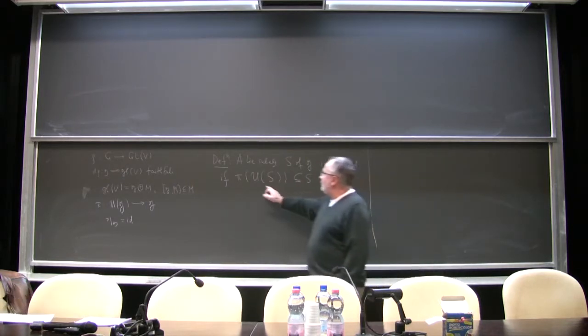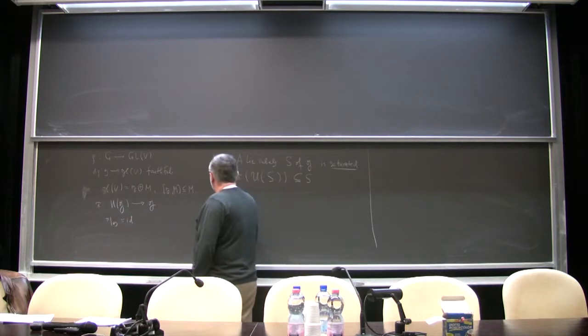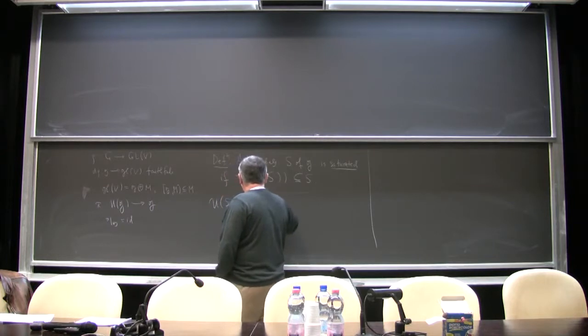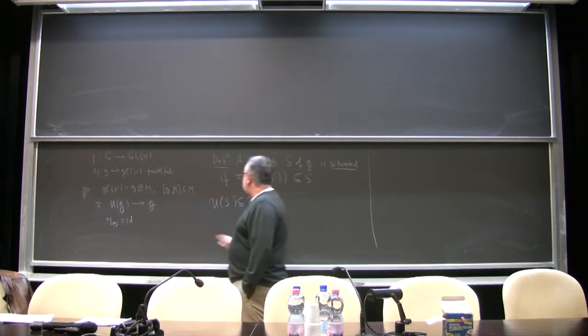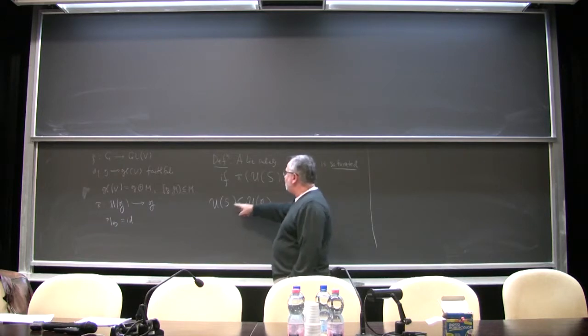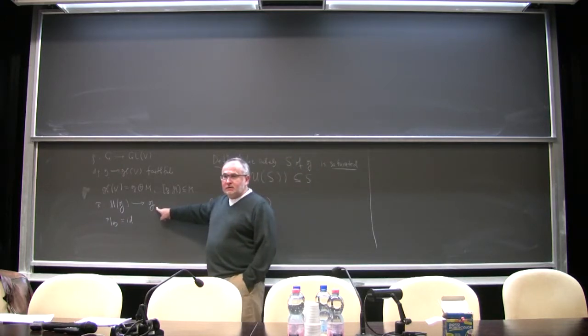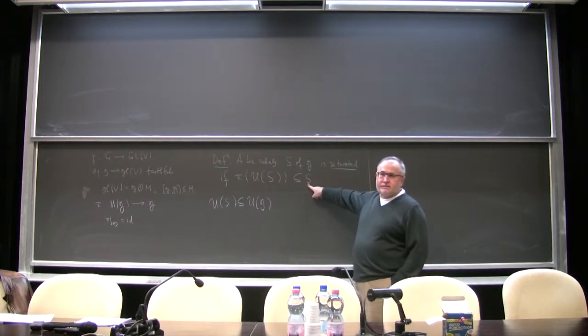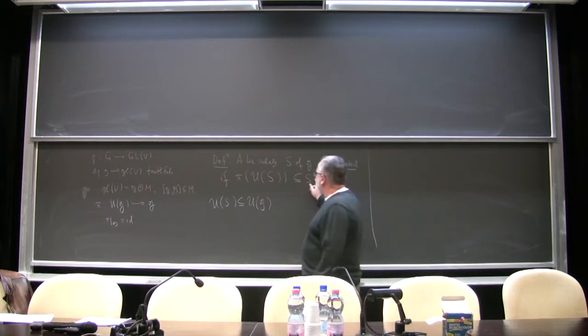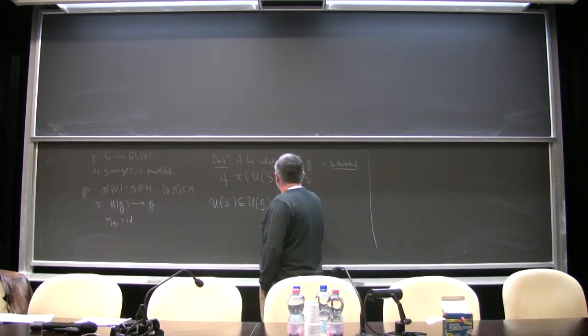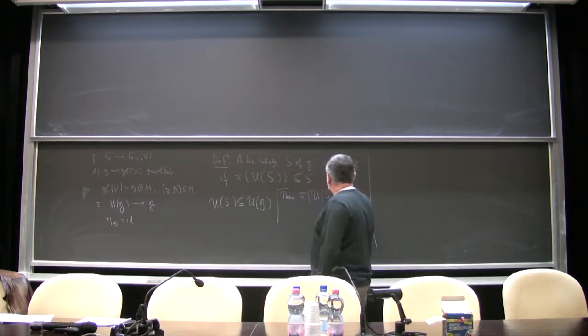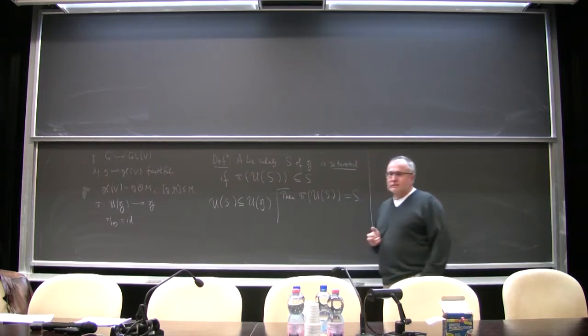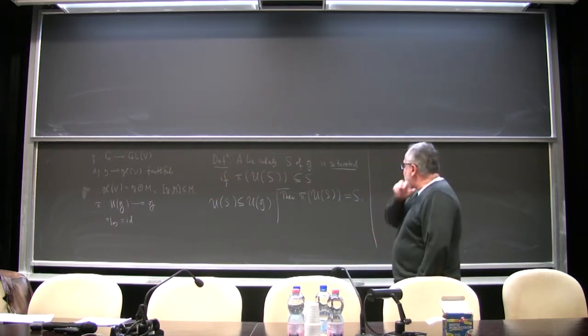So of course U(s) is canonically embedded into U(g), and so we can just restrict this map pi to U(s), and the result is going to be here, well, in general. But we say that s is saturated if it ends up in s again. And then if this holds, then of course pi of U(s) is s. So this is a surprisingly large class.